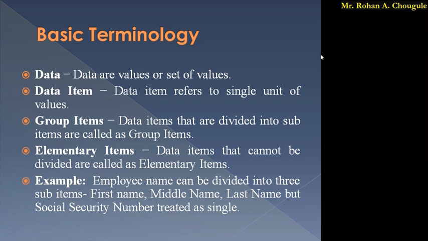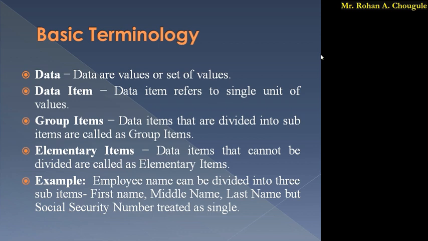First is data. What is meant by data? Data are values or set of values, as we normally use this term. Data is nothing but a set of values, right? Next one is data item. Data item refers to a single unit of value. So data is a set of values, whereas data item is a single unit of values. Next one is group of items.